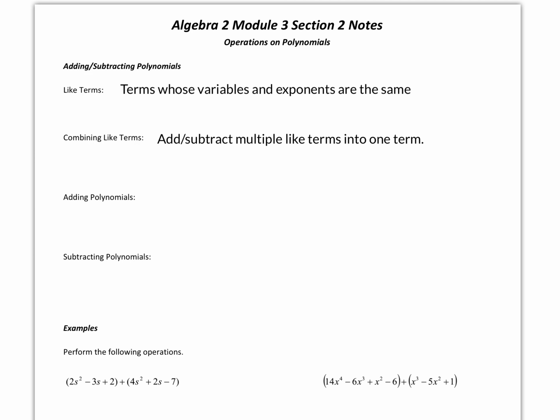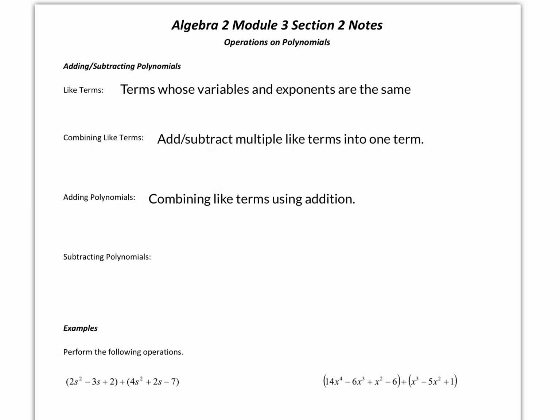So then that leads us to adding polynomials. So looking at what we did in Section 1 with polynomials and adding them, we're going to be combining like terms using addition. Simple as that. Just combining like terms using addition when we add polynomials. We're going to look at a few examples of that in just a bit.